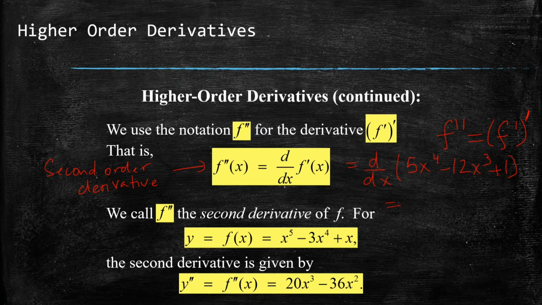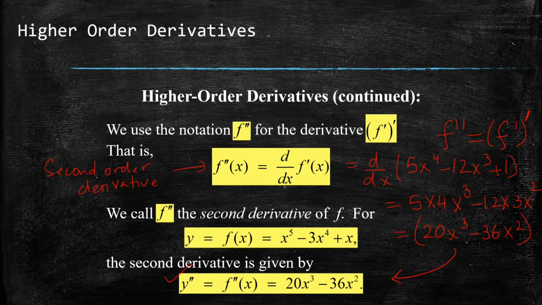I'm just substituting. Again, this is also a polynomial function, so we can go for power rule. So the derivative here will be 4 will come down, power reduces by 1, 3 will come down, power reduces by 1 again. 1 is a constant, so it will get removed. And further you can see after simplifying that this comes out to be 20x to the power 3 minus 36x to the power 2. So this is your second order derivative.